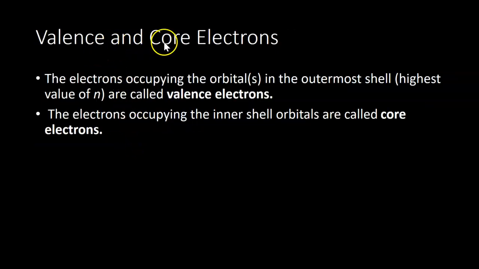Let's talk for a minute about valence versus core electrons. Your valence electrons are the electrons located in the outermost shell, or the highest energy level, of the atom. That's the highest n value, the largest principal quantum number. So you just add up all of the electrons in the highest principal quantum number, and those are your valence electrons. Everything inside of that are called core electrons.